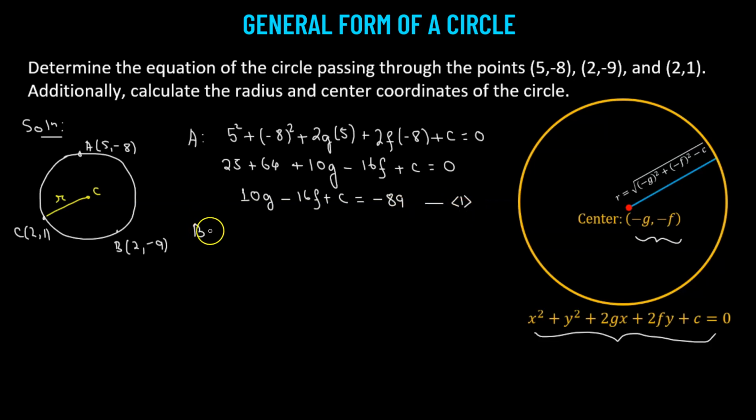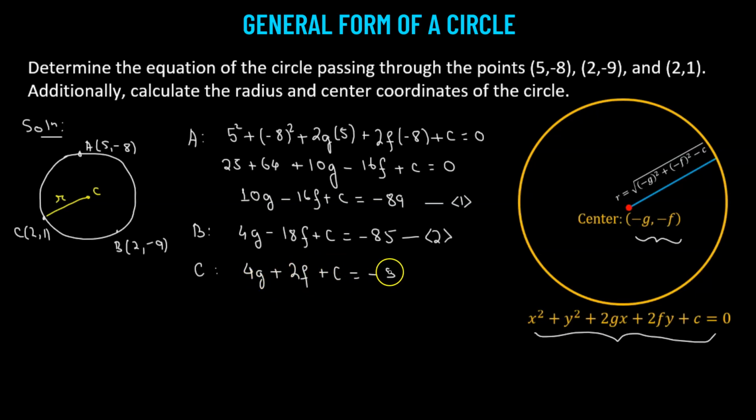Then coming to point B, the point B is also going to satisfy the general equation. So we will replace the value of x with 2 and y with -9, and that gives us 4g minus 18f plus c equals -85. Let this be equation number 2. Now the circle is going to pass through the point C with coordinate (2, 1). So we get 4g plus 2f plus c equals -5. We're going to label this as equation number 3.